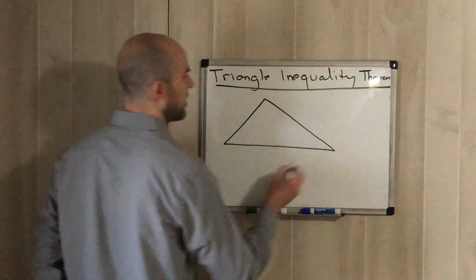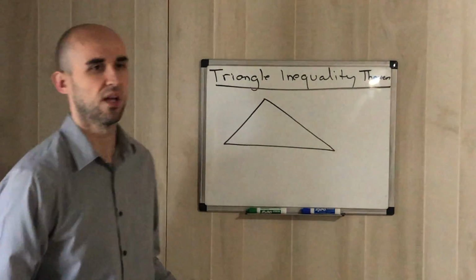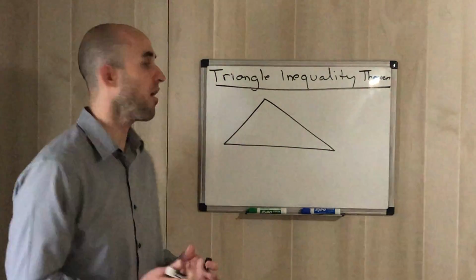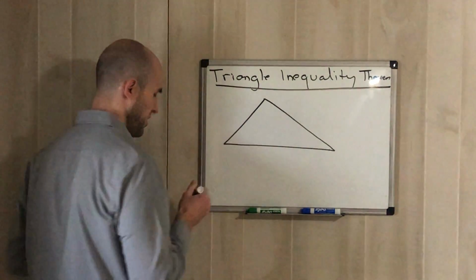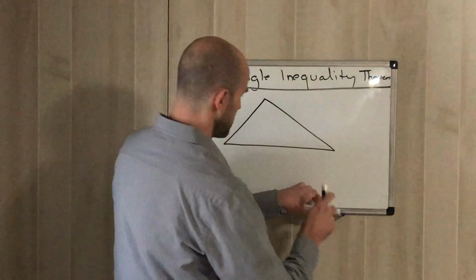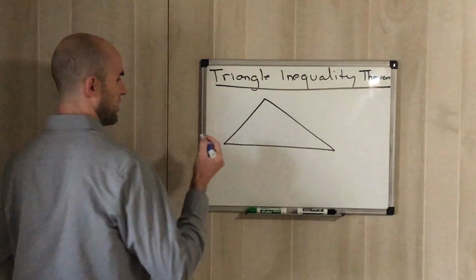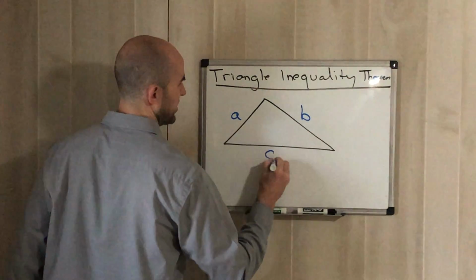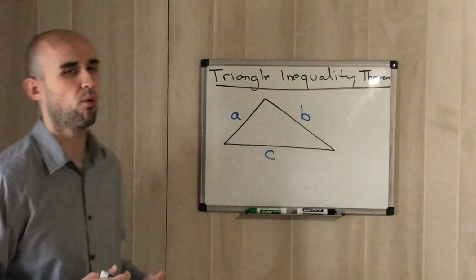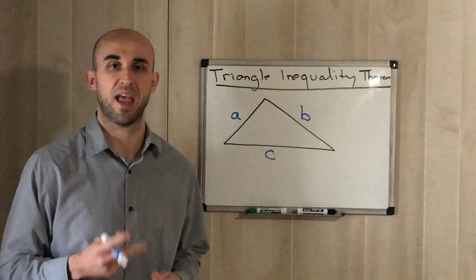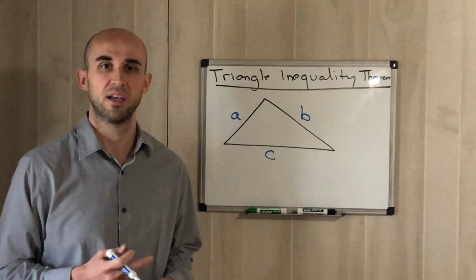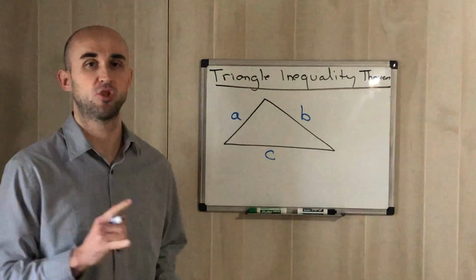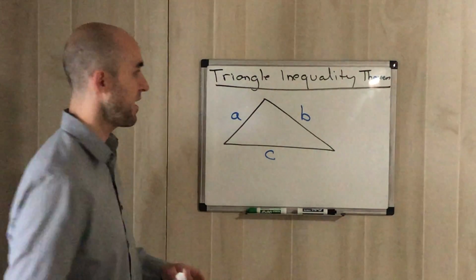And what the triangle inequality theorem does is it analyzes ways to tell if sides can actually make a triangle, right? So let's call this one A, let's call this one B, let's call this one C. And what the triangle inequality says is that whenever you add up any two sides of a triangle, it always must be greater than the third side. Any two that you add up must always be greater than the third.